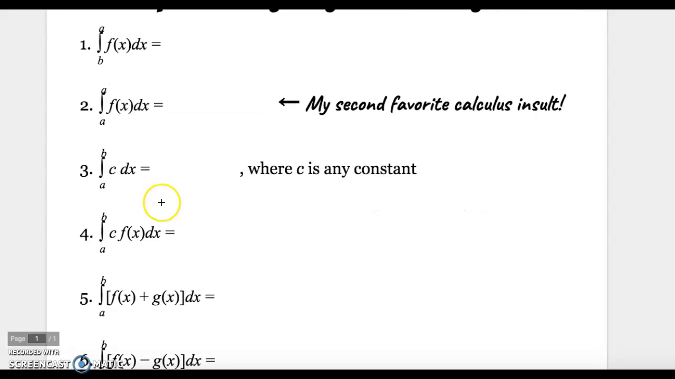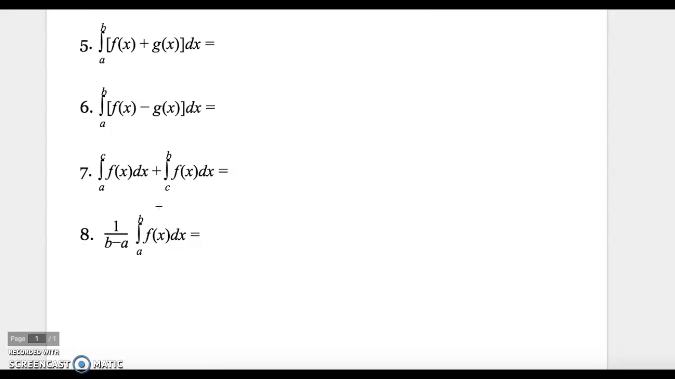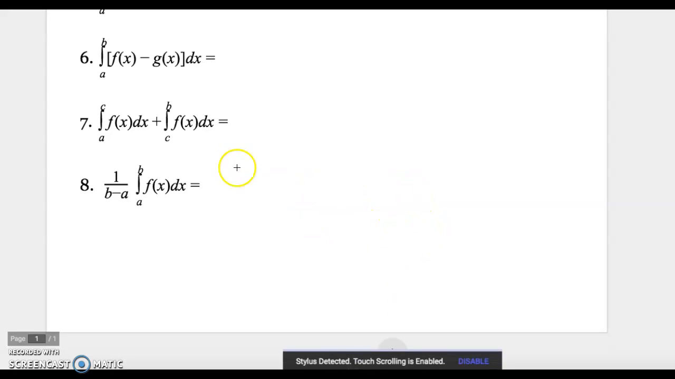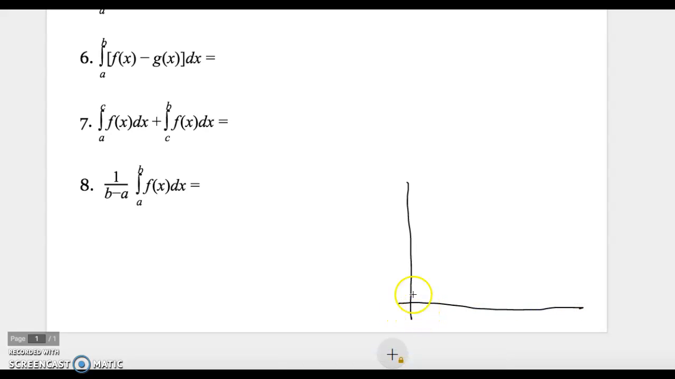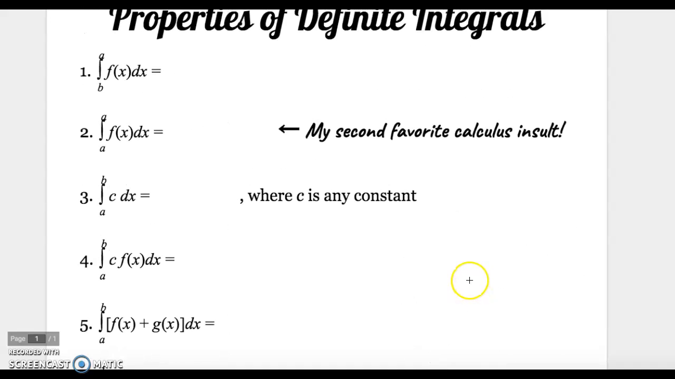The first thing that we might actually want to do is to draw a graph to represent a visual. Down here in the bottom right hand corner, we're going to sketch a graph starting with A, B, and we'll stick a C in the middle there. I'm just going to draw some function so we can talk about the area under that curve involving these bounds. Okay, so we're going to start with our first one.